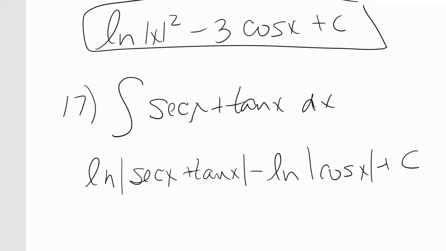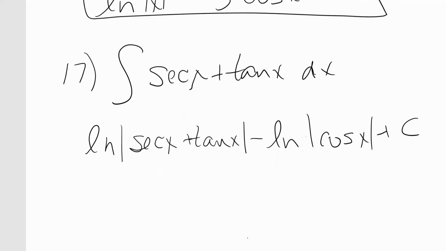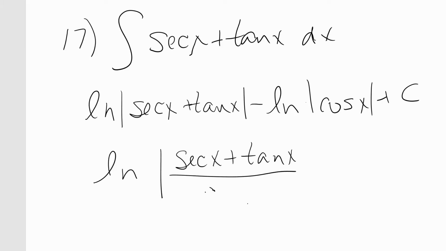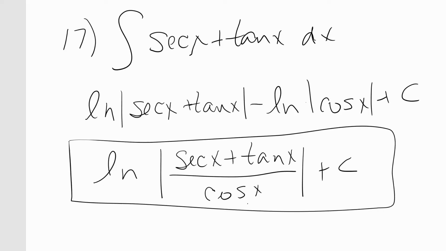All right, well, remember our log rules, and we went over expanding a lot. Well, we can condense this. Because it is 2 log statements separated by a minus, we can combine it with division. So I'm going to get the natural log of the absolute value of secant x plus tangent x over cosine x plus c. And that's done. We are good.